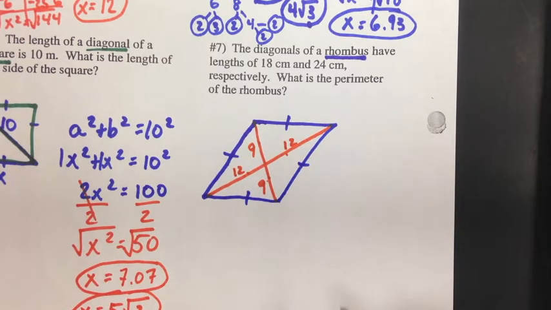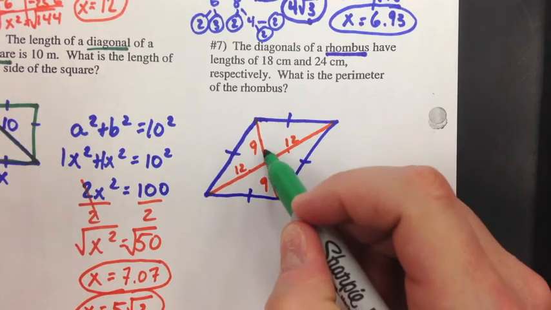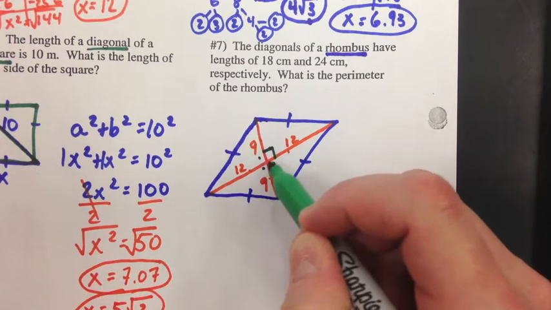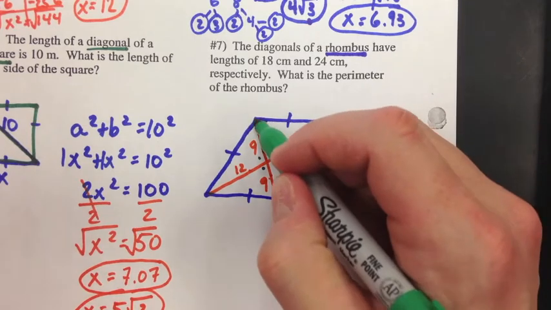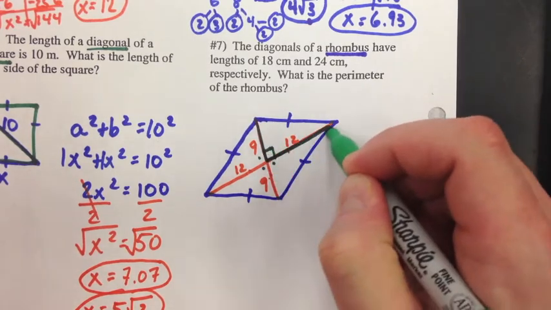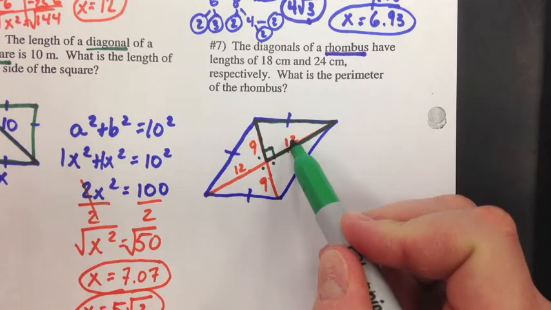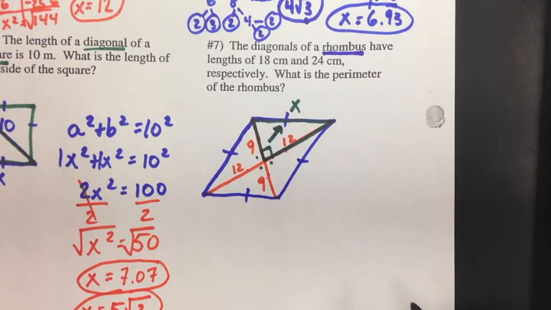Now the other thing about a rhombus that we know is that the diagonals are also perpendicular. So all four angles here where they cross are all 90 degrees. Now I'm just going to draw one of them. And notice that we have a right triangle. And the sides are 9, 12. All we're missing is the hypotenuse, which I'll call x.